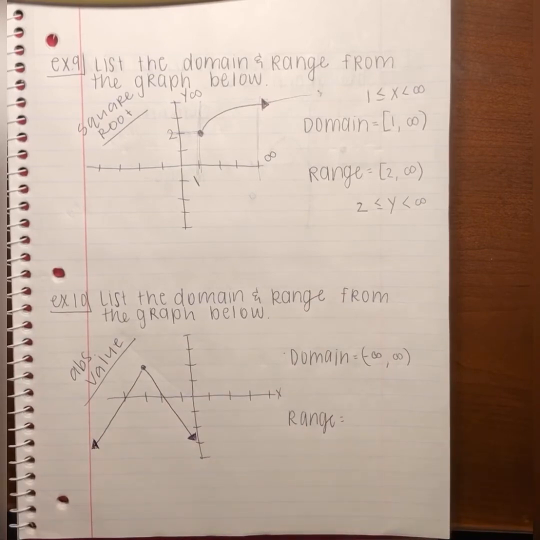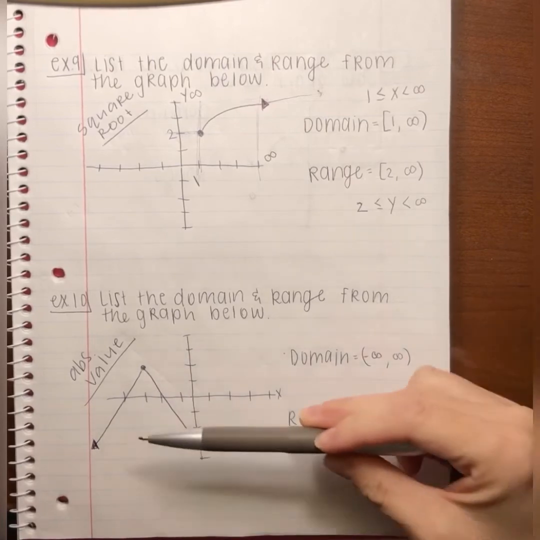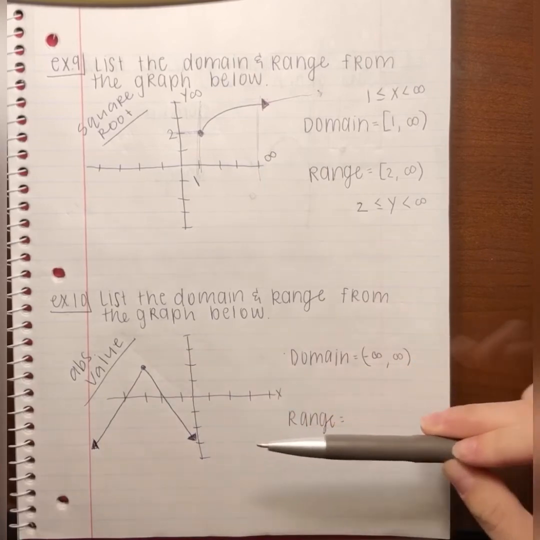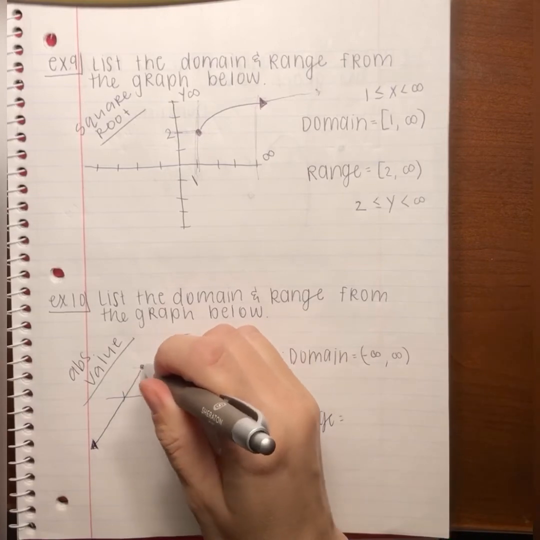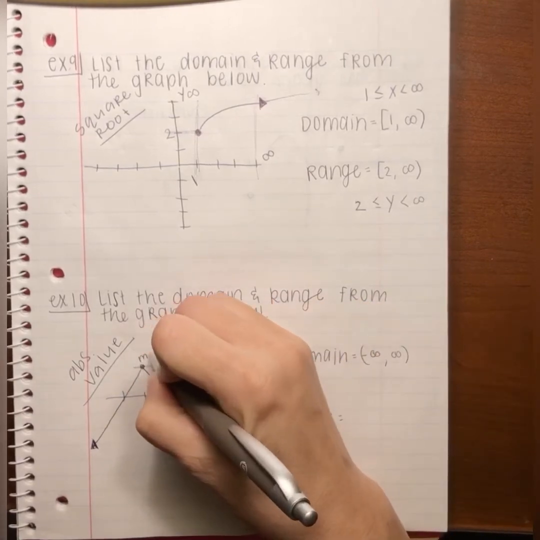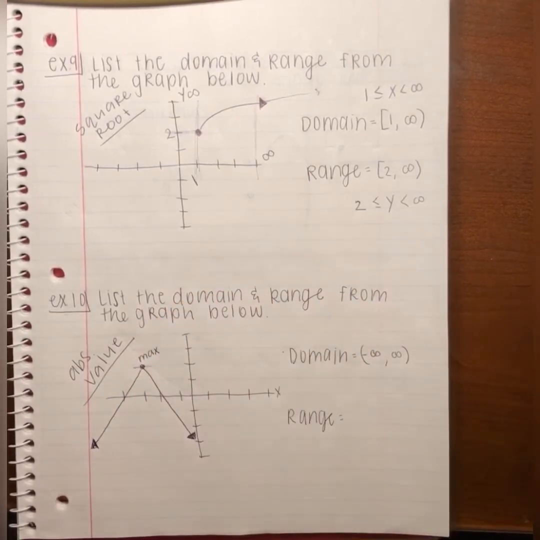Your range, however, will change. It will not always be the same for every function. It depends on where your vertex is, because that's either going to be your minimum if it's low or your maximum if it's up high. So in this case, this point is our highest point, so this would be our maximum.